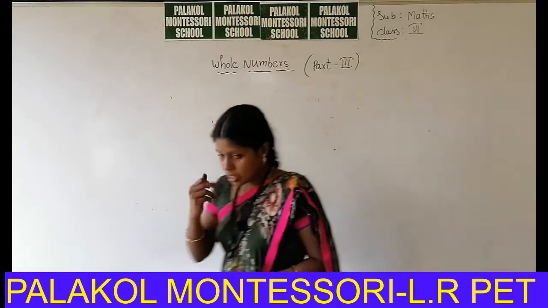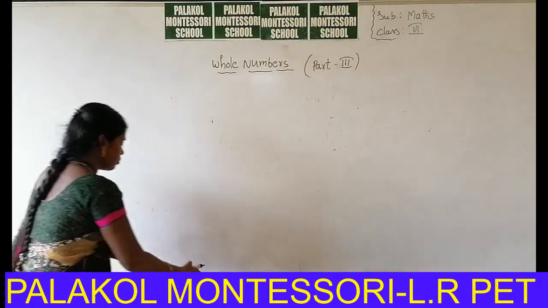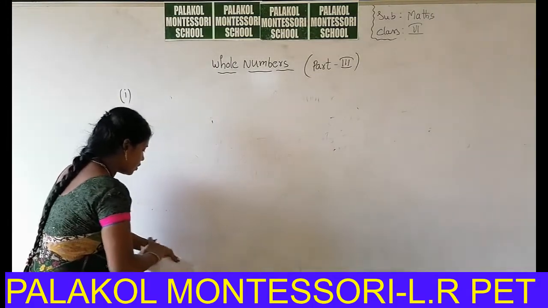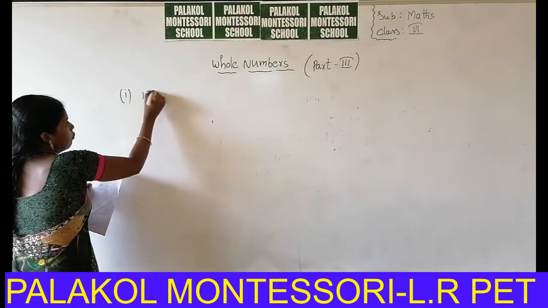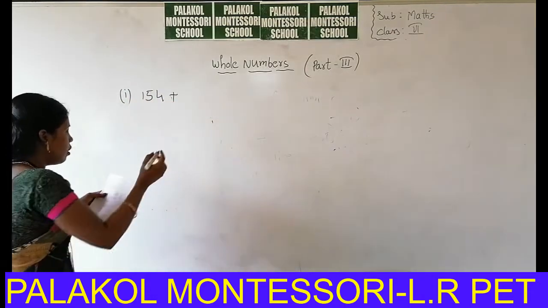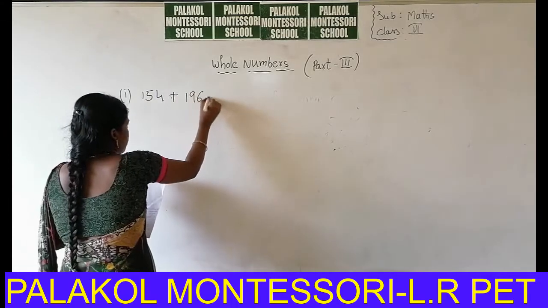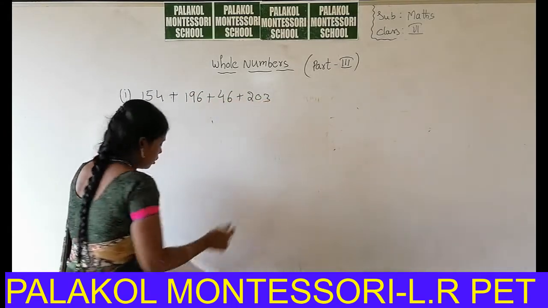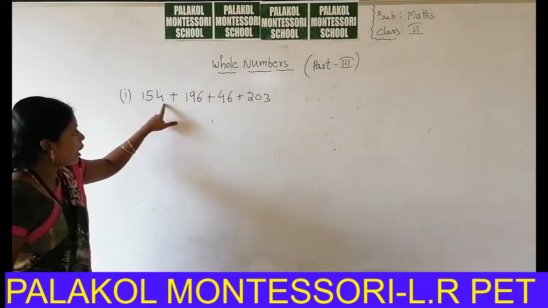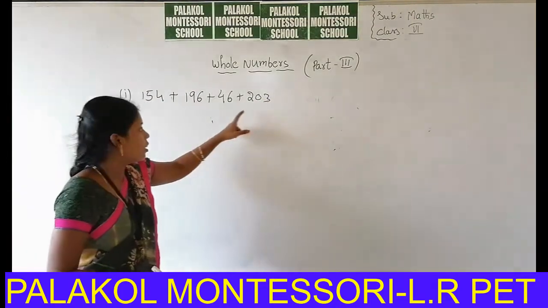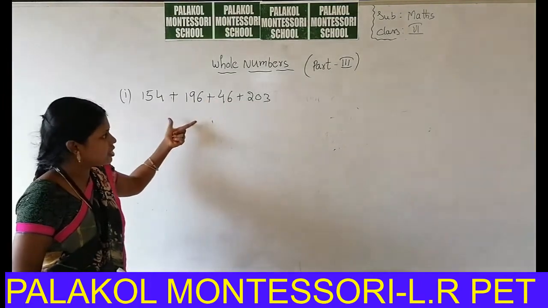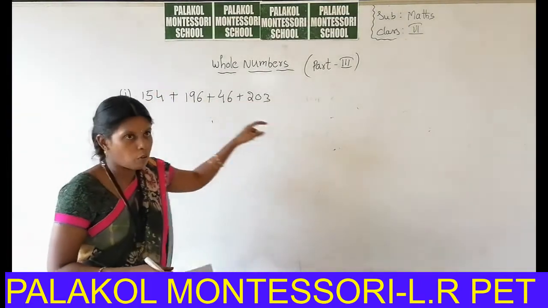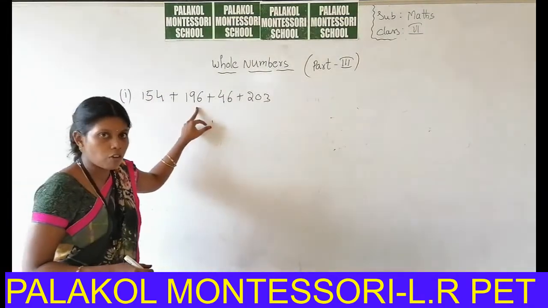First one, 154 plus 196 plus 46 plus 203. In this case, we can add all these numbers and the result will come. But we can use the properties of whole numbers and then solve it.